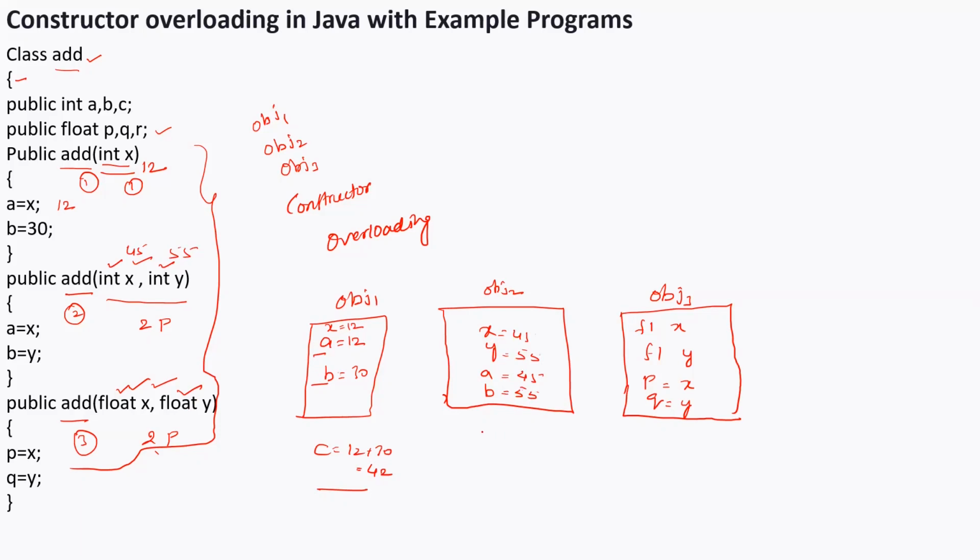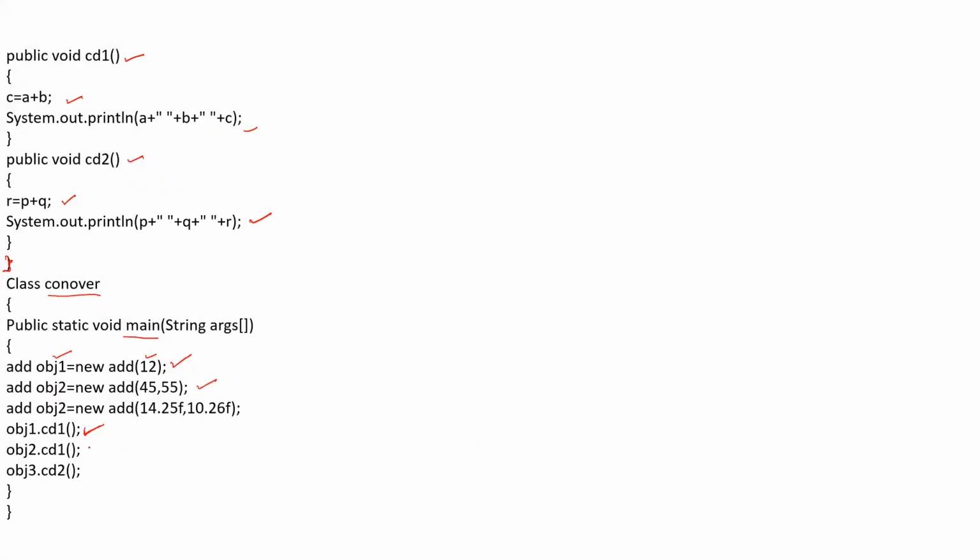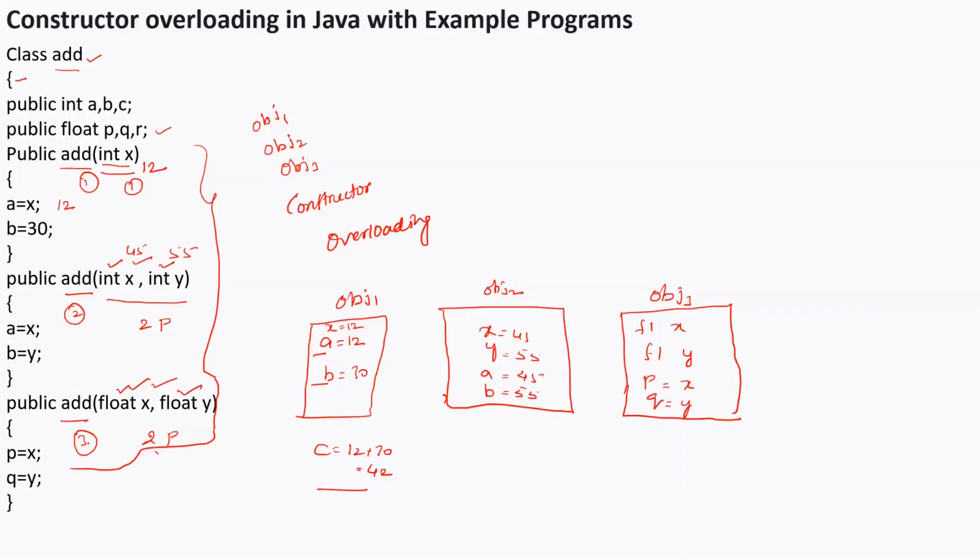Okay. And afterwards, what are you going to do now? You are going to call obj2.cd1. So object 2 is calling. Okay. So whatever is present in object 2, those will be taken here. Instead of a, b, 12 and 30, this is for object 1, but in object 2 we are calling. So it is going to take 45 and 55.